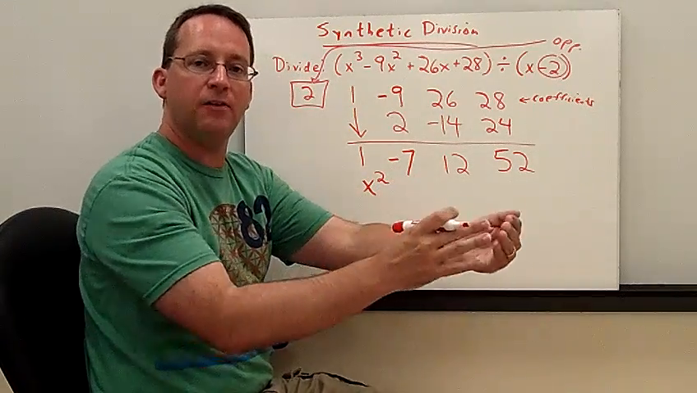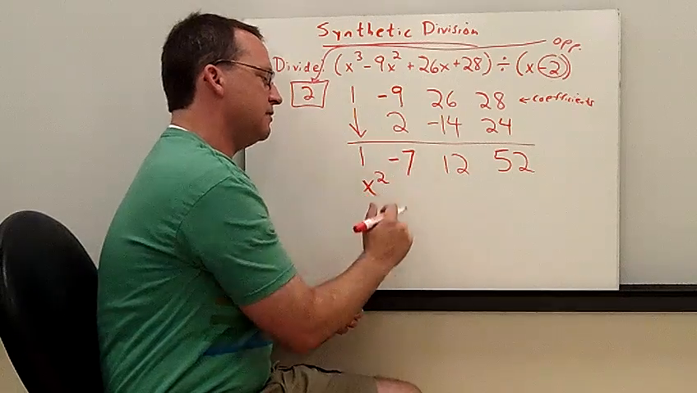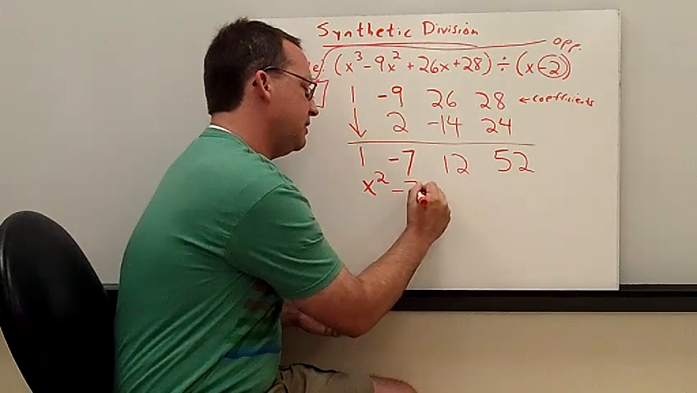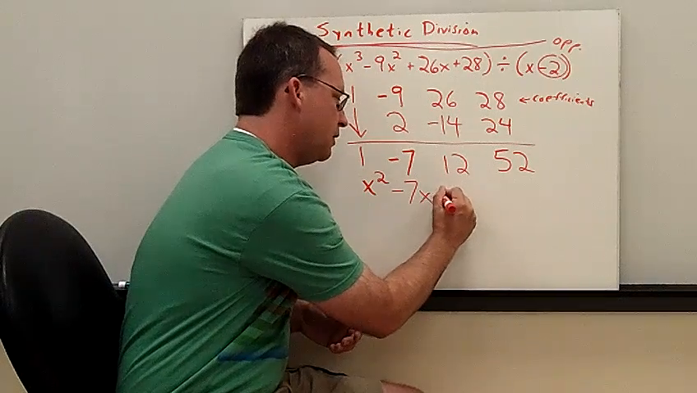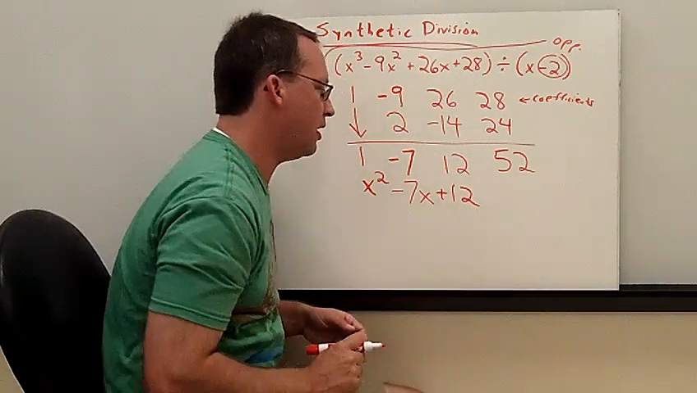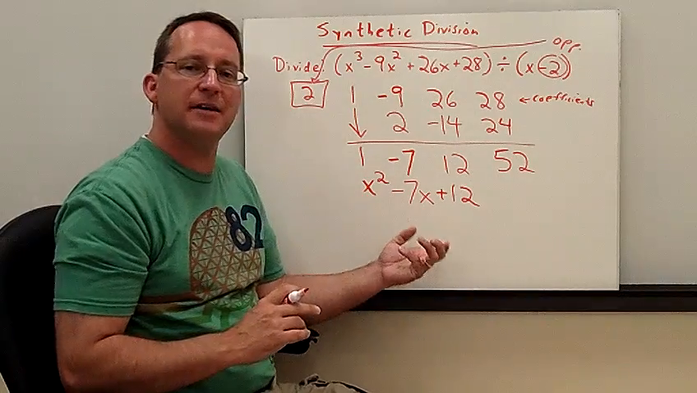And then we count down in degrees. So this -7 is a -7x. This plus 12, now this 12 is just plus 12. So we have x squared minus 7x plus 12.